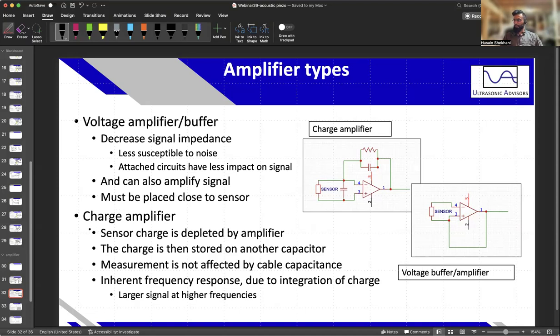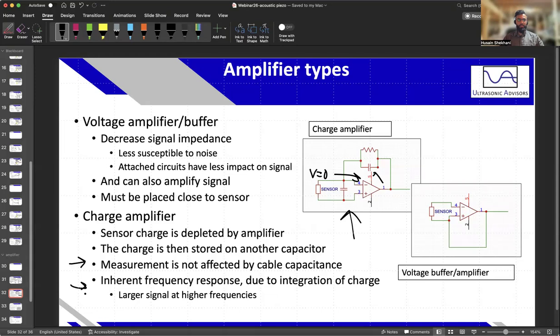And as far as the charge amplifier, it is another completely different type of case where it's an integration circuit effectively. So the sensor charge is depleted by the amplifier. At any point, the voltage on the sensor equals 0 because all the charge is then flowing into the op amp, which then gets stored into the external capacitor in the feedback loop. So the measurement is not affected by cable capacitance because it's only measuring charge. It's only integrating the current flow, and there's no current caused by the capacitance.